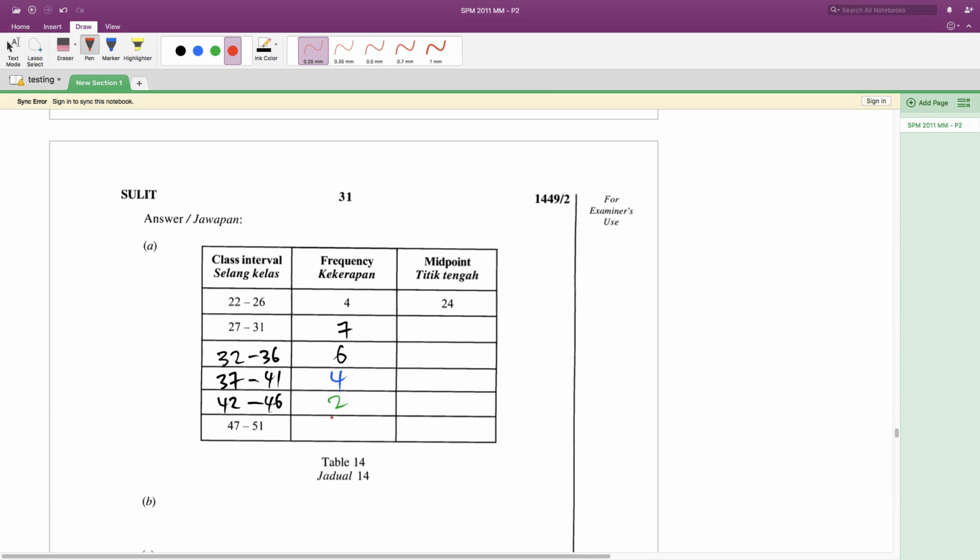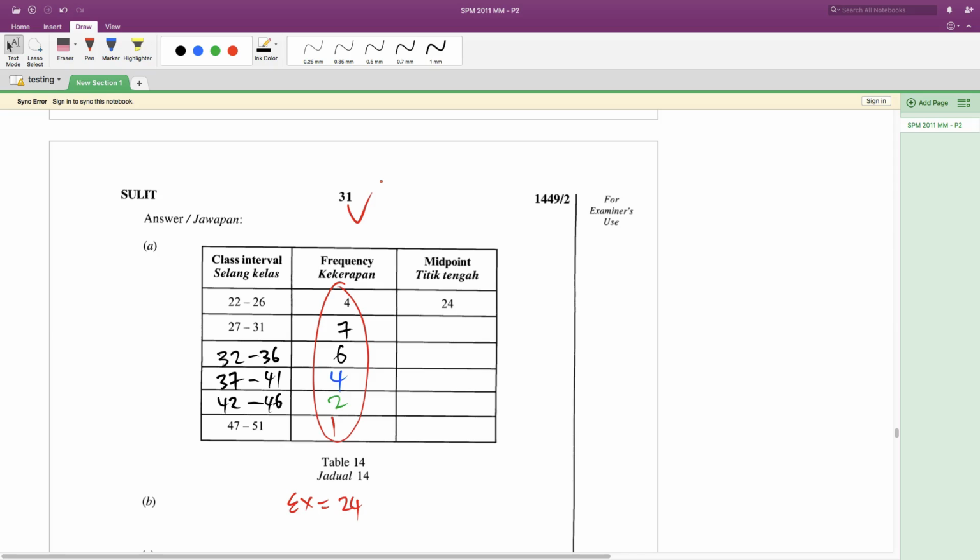Okay, so after I write this one, I will always double check, is the total added together equal to 24 or not? So I will use the calculator. 4 plus 7 plus 6 plus 4 plus 2 plus 1. Yeah, it's 24. That means all the answers here are correct.